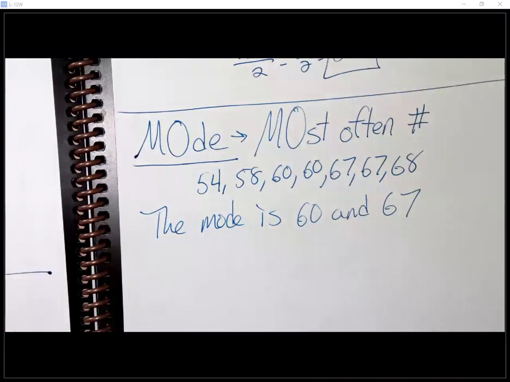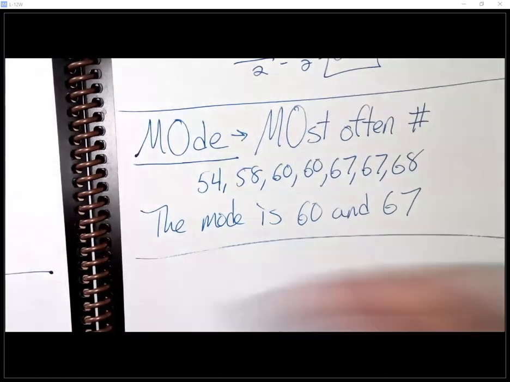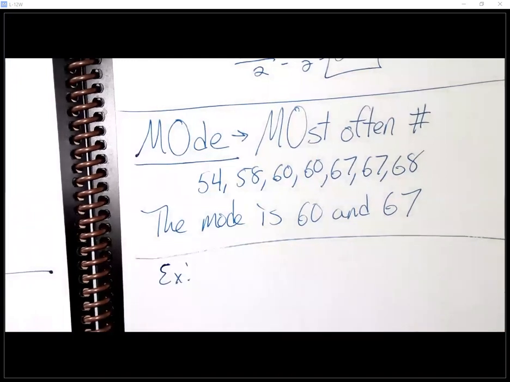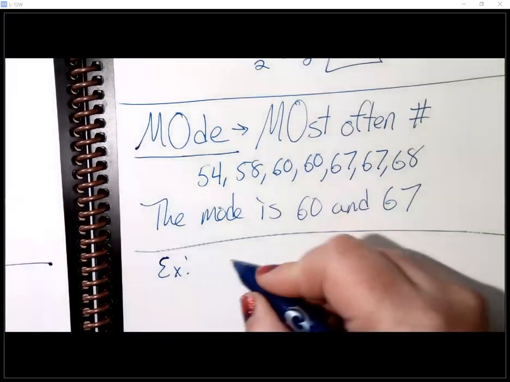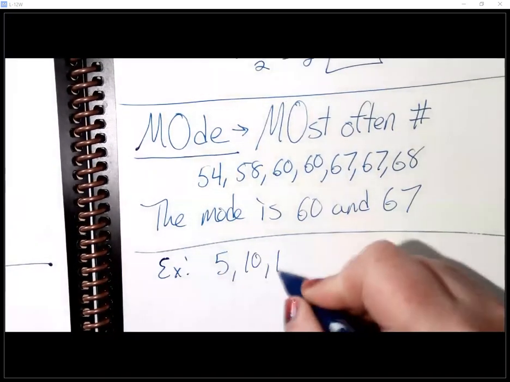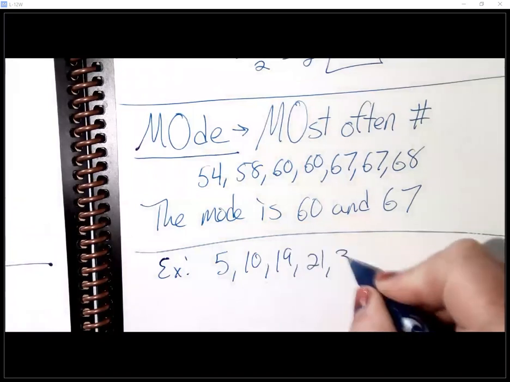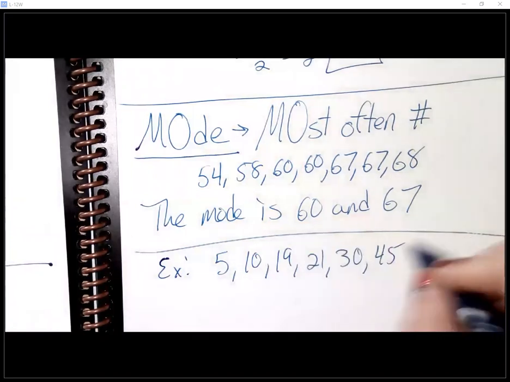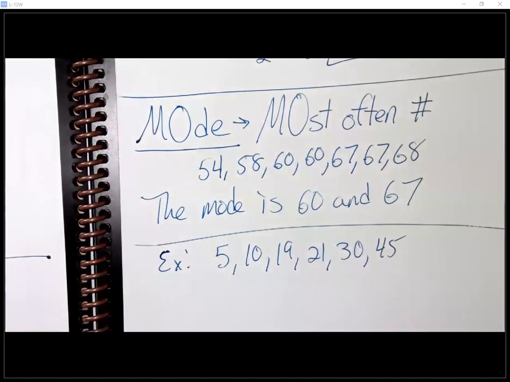Oh, I'm glad you asked that. Let's say I wanted to do a second example. I'll use the numbers at the top I just had: 5, 10, 19, 21, 30, and 45. In this set of numbers, there is no most popular number. They all only appear once, so this would have no mode. So it is possible to literally not have a mode. Nobody is the most popular. They are all occurring just once.